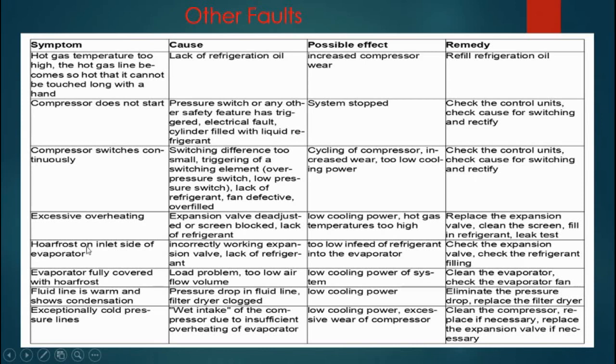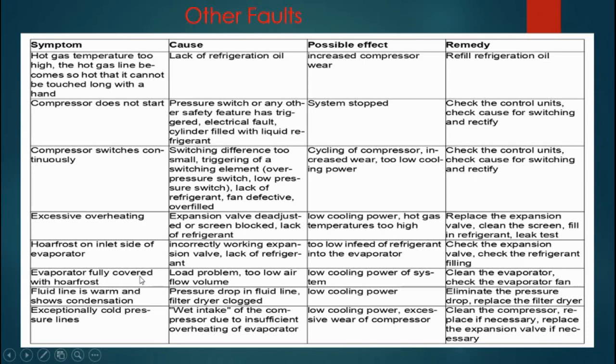Hoar frost on the inlet side of the evaporator, meaning too much ice on the inlet side of the evaporator. What is the cause? An incorrectly working expansion valve, lack of refrigerant. The possible effect is too low an infeed of refrigerant into the evaporator. Remedy: check the expansion valve, check the refrigerant filling.